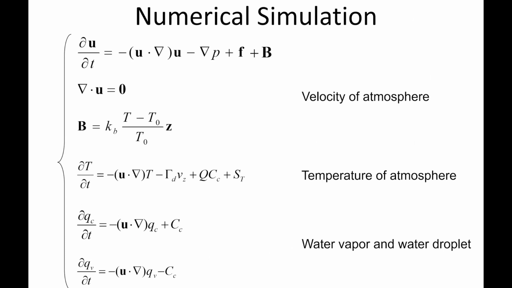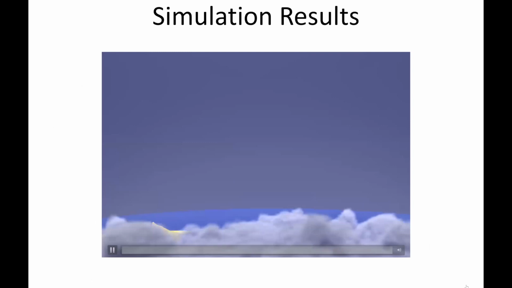The first two are the Navier-Stokes equations, and the third one is the buoyancy force, and the fourth one represents the temperature of the atmosphere, and the last two are related to the phase transition between the water vapor and the water droplets. So by solving these equations numerically, we can obtain this kind of animation.